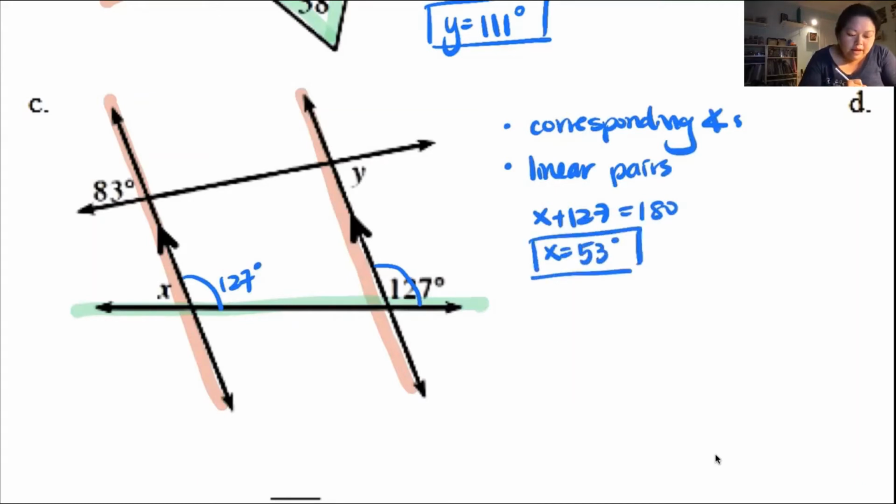Okay, now do I have enough to solve for y? I may. Let's see. So now I have a different transversal, right? So I'm going to ignore the other one.